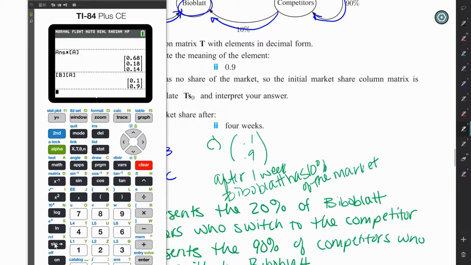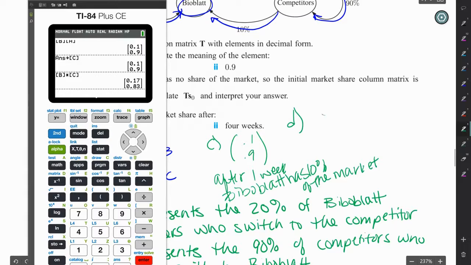And then I pressed clear instead of enter, so it didn't actually store it. So I'm going to try that again. Matrix C, enter, enter, and now it's stored. So now I can do my matrix B times my matrix C. So now after 2 weeks, at 2 weeks, they now have 17% of the market share.